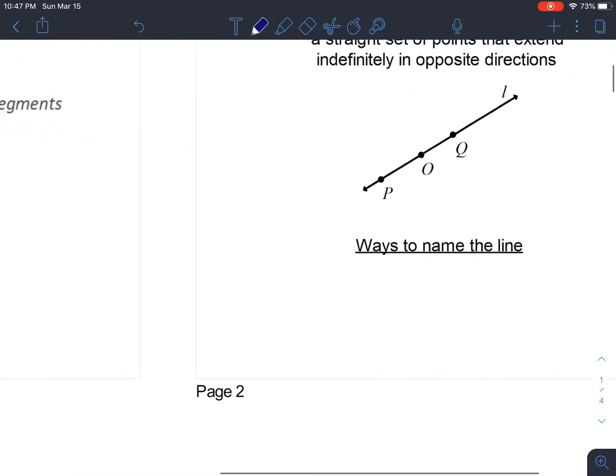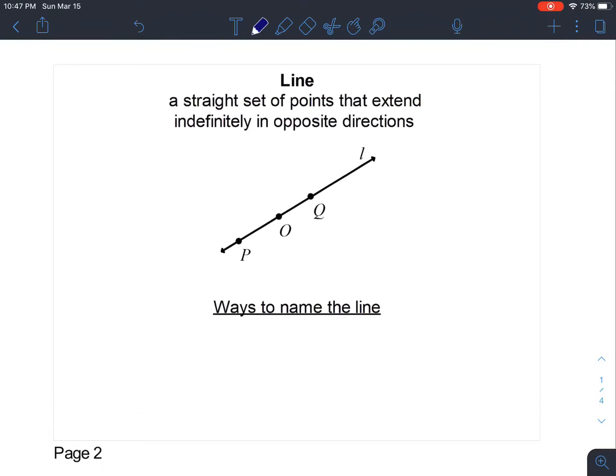So the first thing is just knowing the definition of a line, and so that's going to be a straight set of points that extend indefinitely in opposite directions. What's really important are the arrows here at the end, because that designates that it's a line. Without those, so for example that right there, that's actually a line segment, not a line.